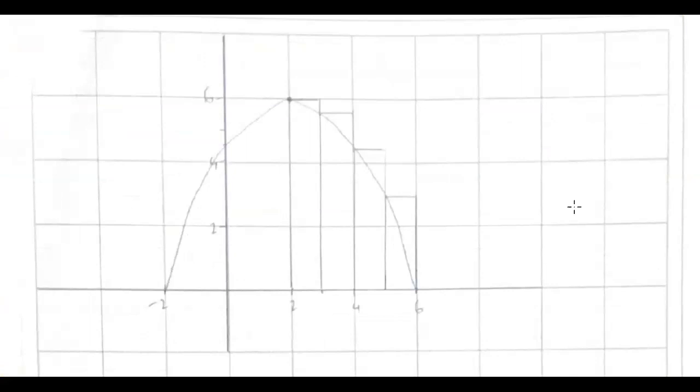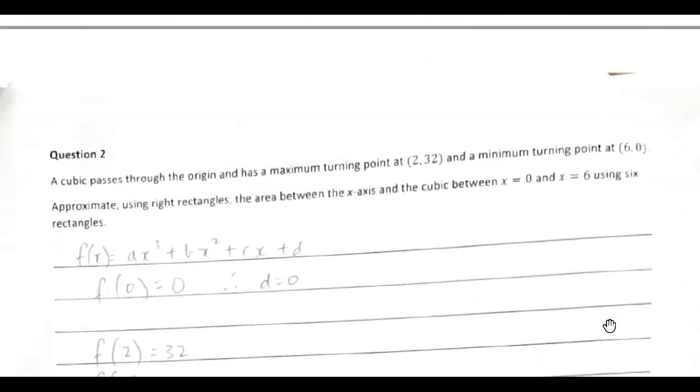There wasn't the expectation that you graphed it, but most of you graphed it, which was good. Some of you didn't do between 2 and 6, which was a little bit disappointing, just not reading the question properly. But if you did graph it and you didn't do the other working correctly, I still considered that. So don't think you had to get everything right to get any marks for this question. All right, moving along to question 2.